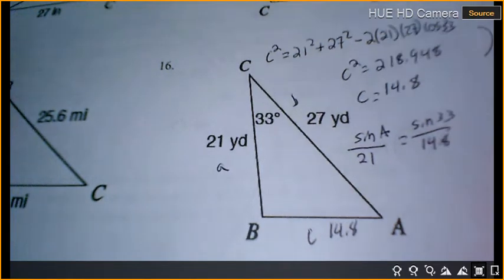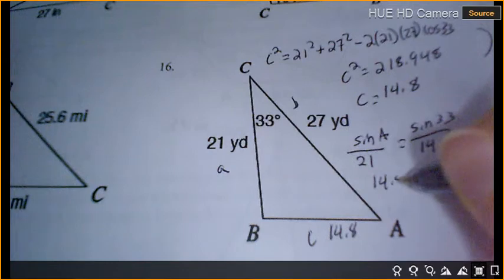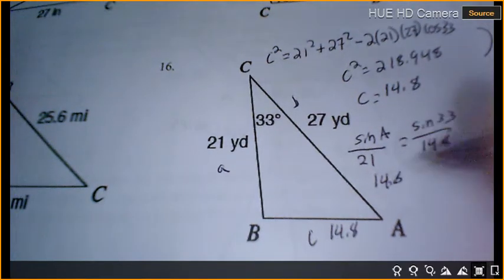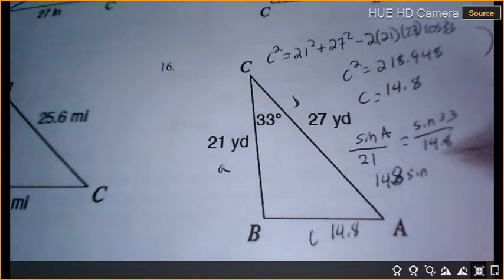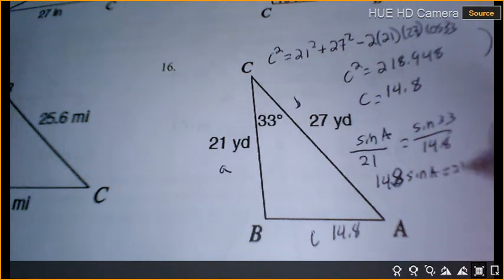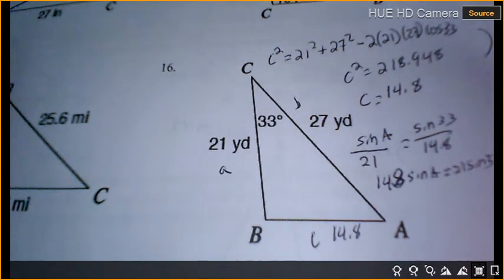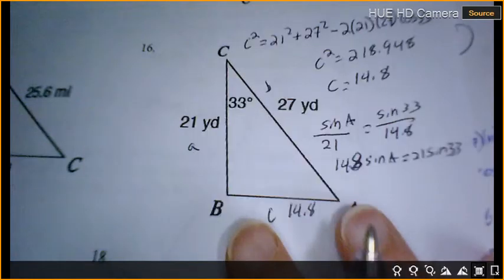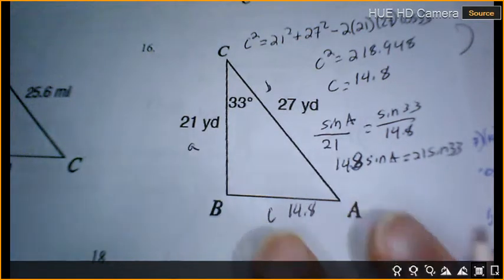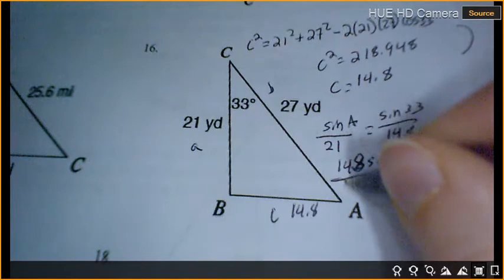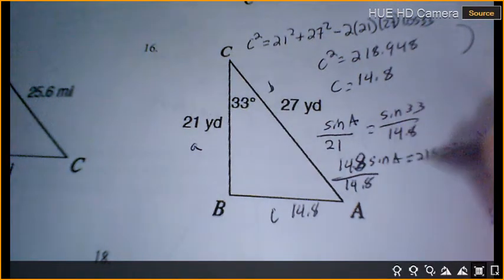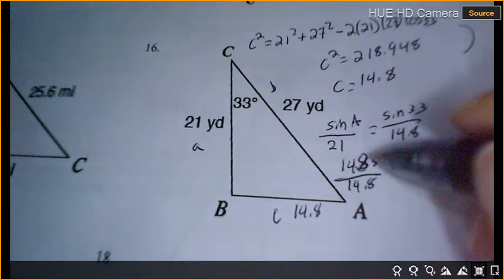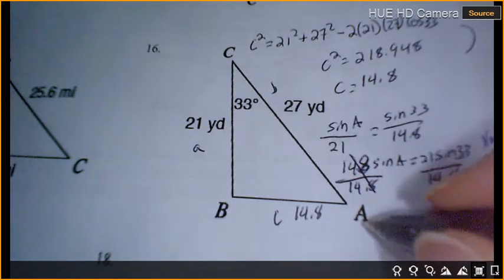Could I have found sine b instead? Could I have found angle b instead? Yeah, using the same thing. It's totally fine. So I'm going to go 14.8 sine a equals 21 sine 33. And what do I need to divide by to get a by itself? Can I take the sine with me? No. Because the 14.8 is before the sine. So the sine goes with the a.